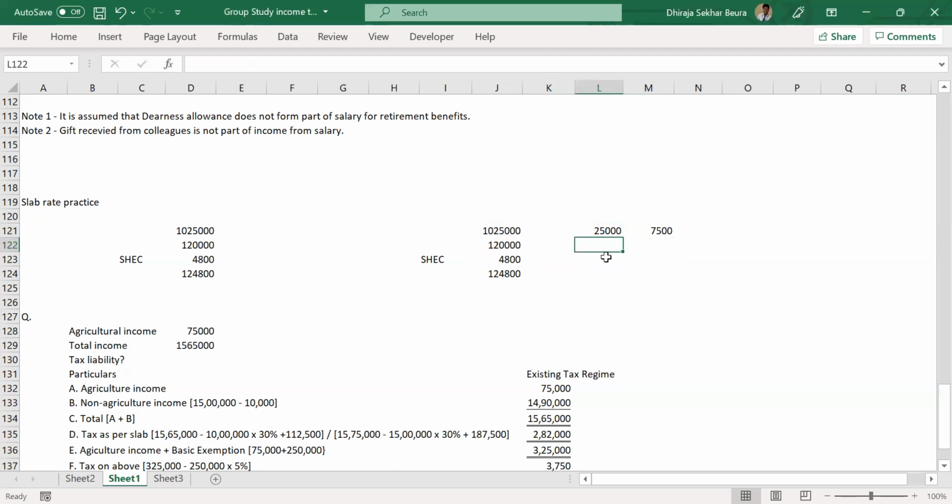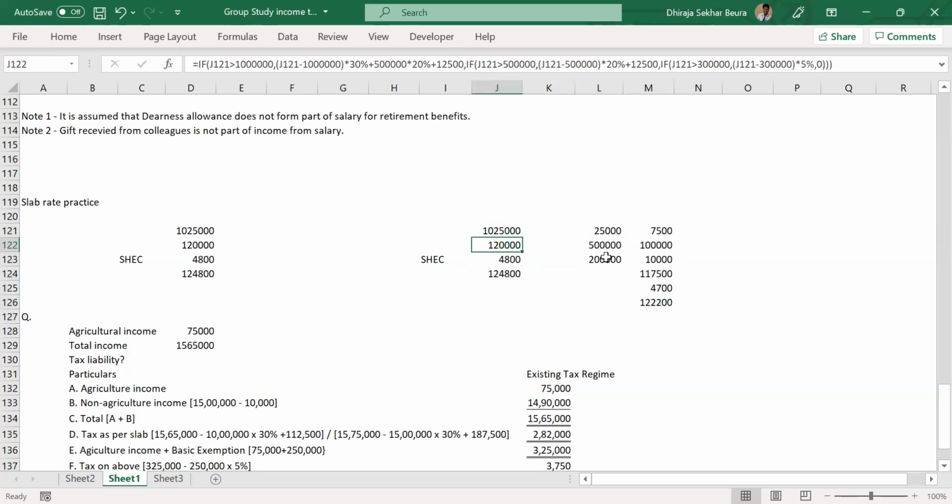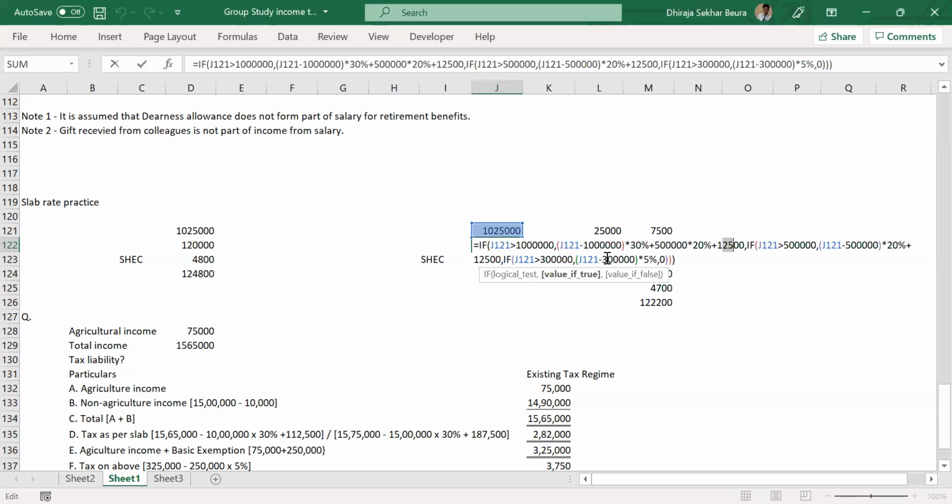And then we have 5 lakhs: 10 lakhs minus 5 lakhs is 5 lakhs. On that, 20%. Then we have 5 lakhs minus 3 lakhs, that is 2 lakhs. So on 2 lakhs, 5%. Yes, this is what everybody has done. Awesome. Now 1,17,500, you multiply 4% on it. Then that comes to 1,22,200. Absolutely correct. Everybody got it? Awesome.